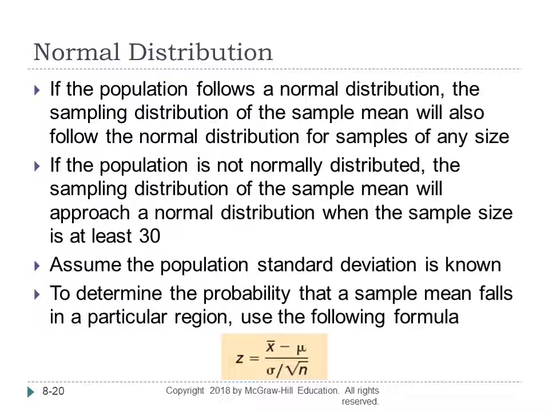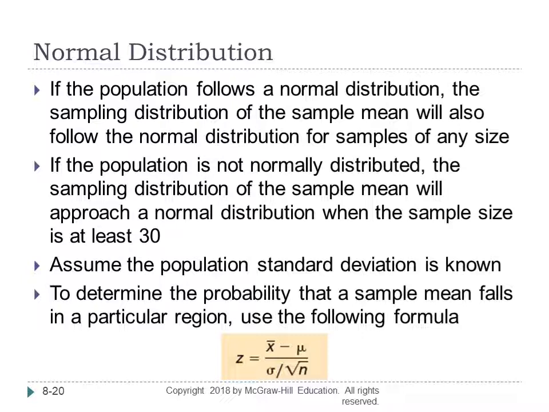To determine the probability that a sample mean falls in a particular region, use the following formula. Z is equal to x bar minus mu divided by sigma divided by the square root of n. Now remember, if the original population is normally distributed, or if your sample is large enough, like 30 or more, then the result is a sampling distribution that's normal. So you can use the z tables to calculate probabilities.